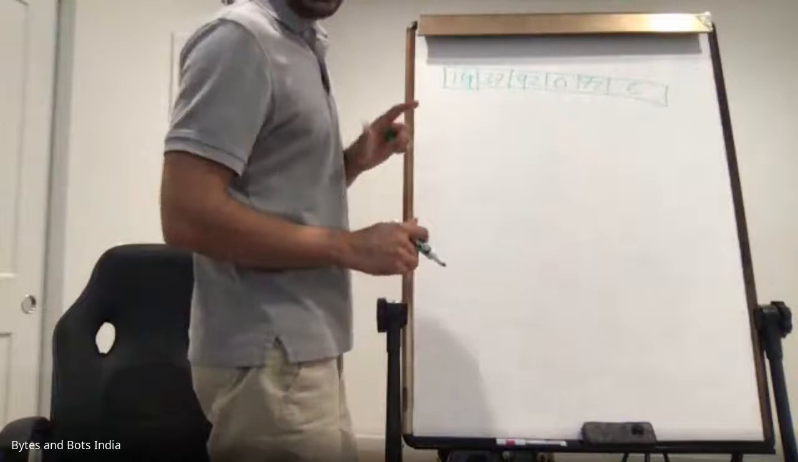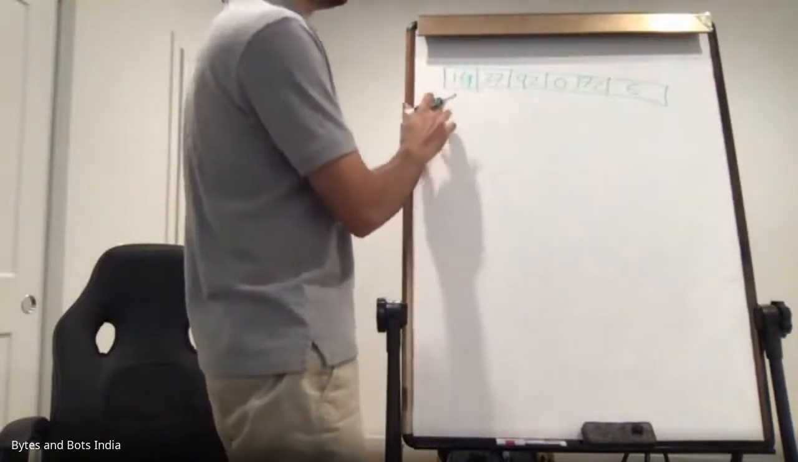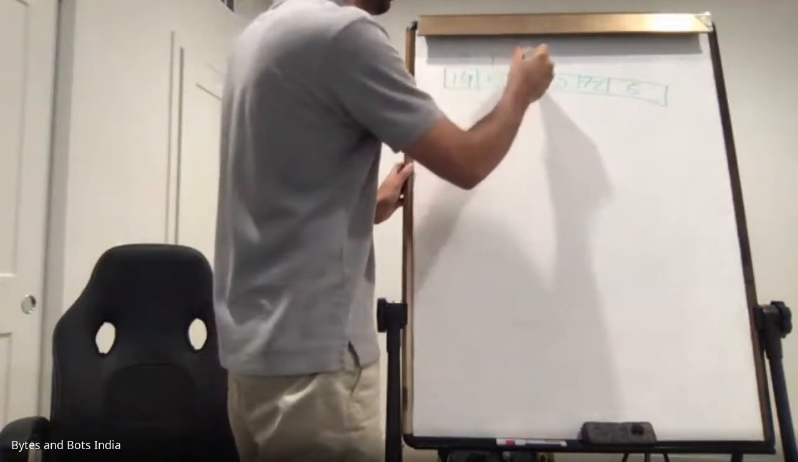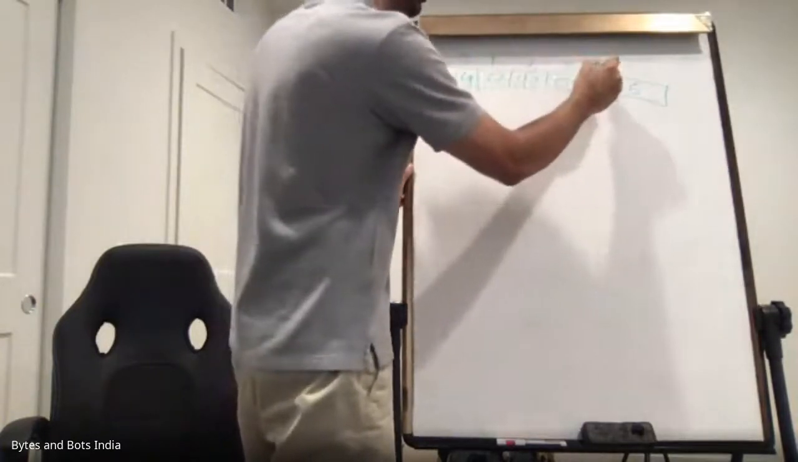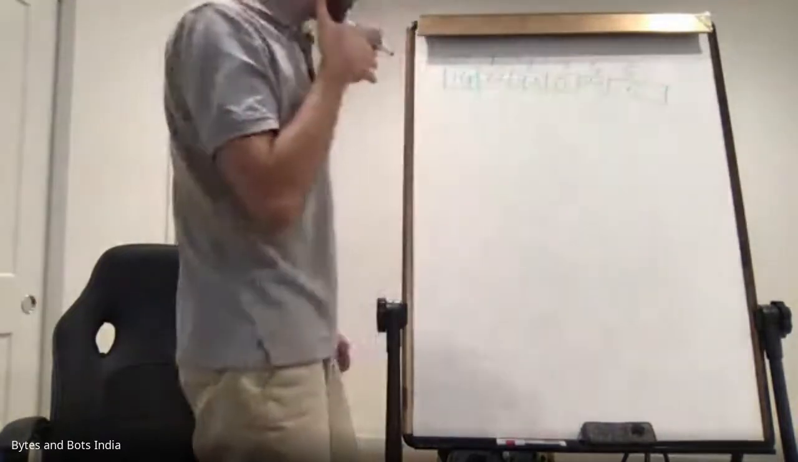Now, to understand this idea, let's break down the problem. Our first element is 14, right? And we have an array of how many elements? 6 elements, 0, 1, 2, 3, 4, 5. So we have an array of 6 elements.